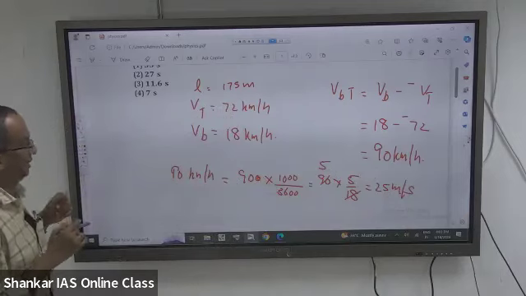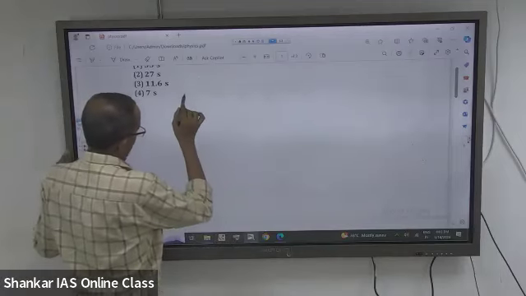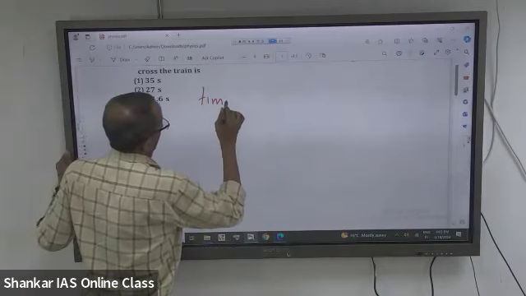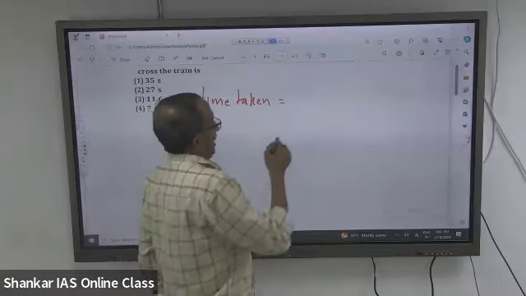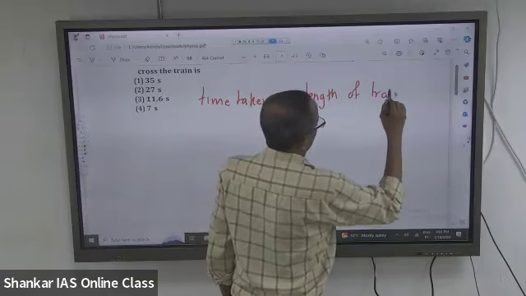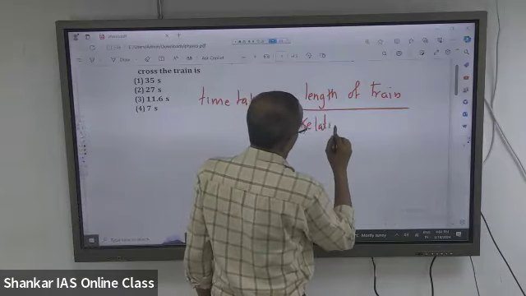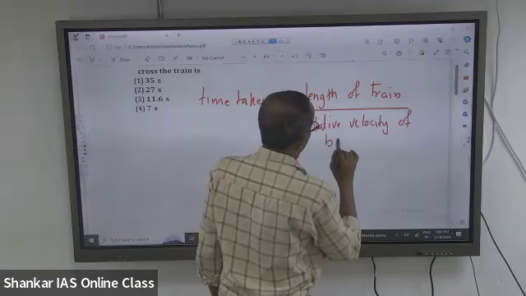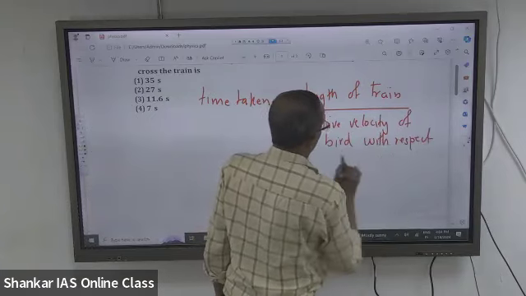Now we are going to find out the time. Time t, time taken, equals length of the train divided by the relative velocity of bird with respect to train.